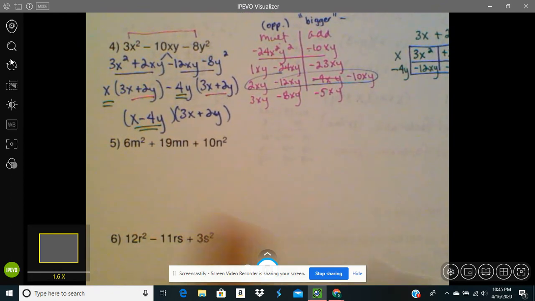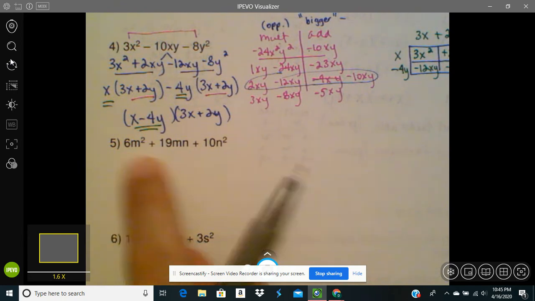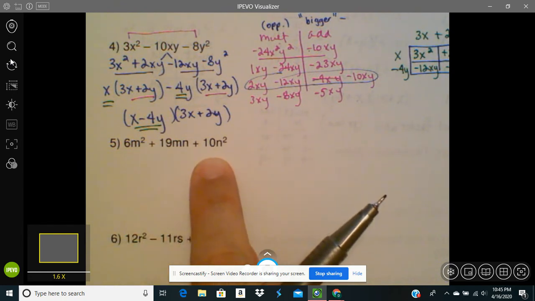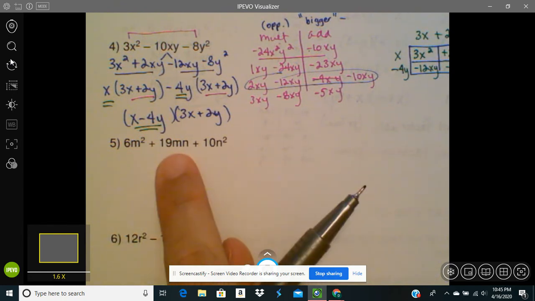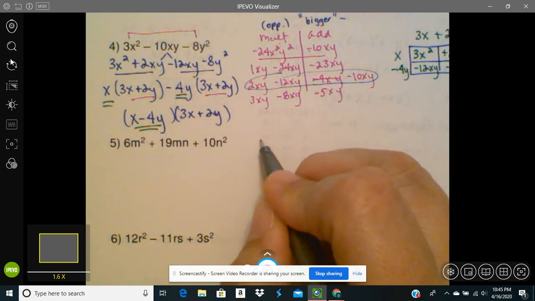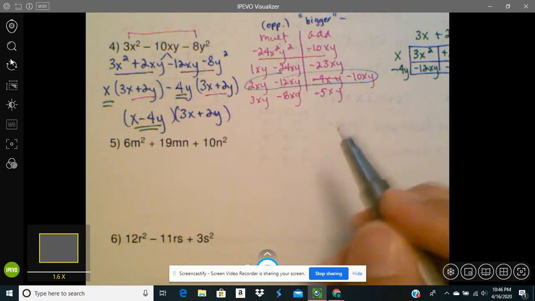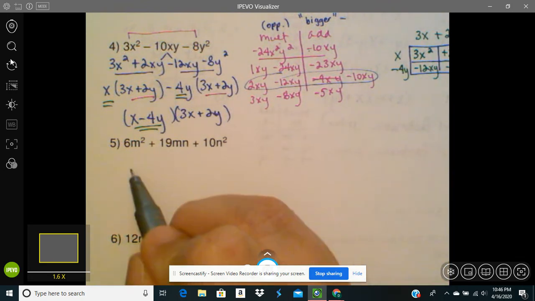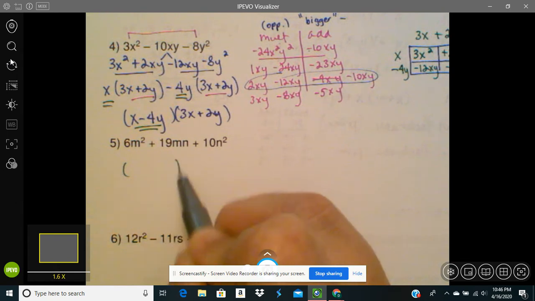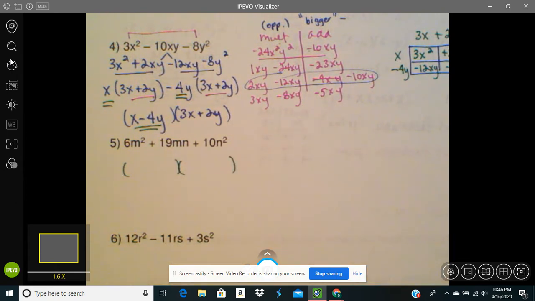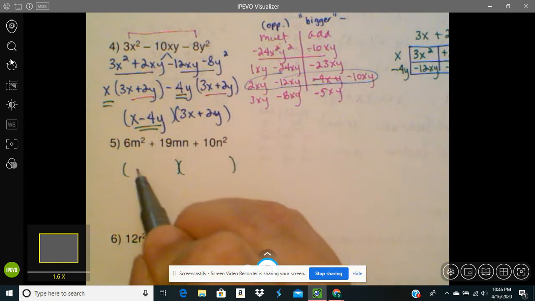So what happens here is I can look at this and say, okay, 6 times 10 is 60. What multiplies to 60 and adds to 19? I know that those numbers are 4 and 5, and I can run with that. But to get the binomial, that I don't know. When I grew up, back in my day, before the internet and before all that good stuff, we had to do this by trial and error. So it was guess and check.